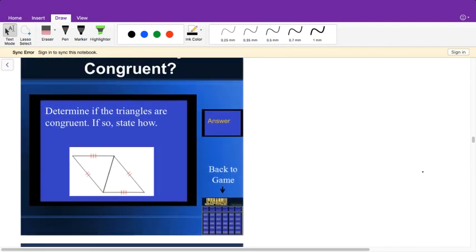All right, state if they're congruent. We don't have to do a congruency statement for this. So in this case, they share this side. So yes, side, side, side.